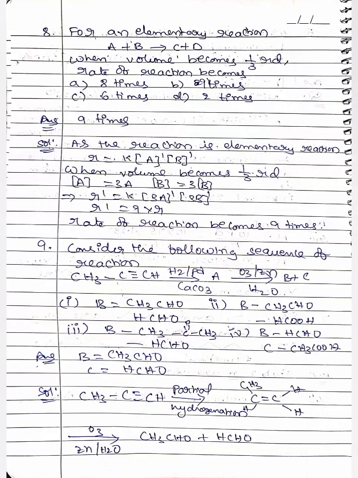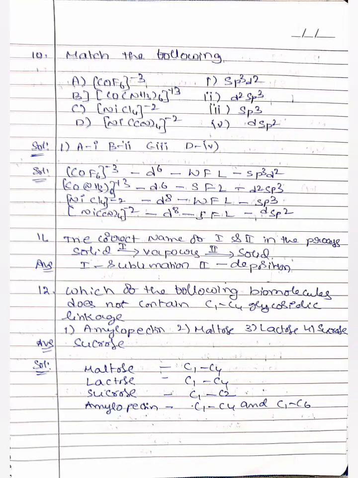Next, consider the following sequence of reactions, and they are asking us to predict the final product of the two reactions. And they have given the ozonolysis. Before that they have given the reduction also, right? So you can check the equation and the products. The propyne converts into propene, propene converts to B and C.